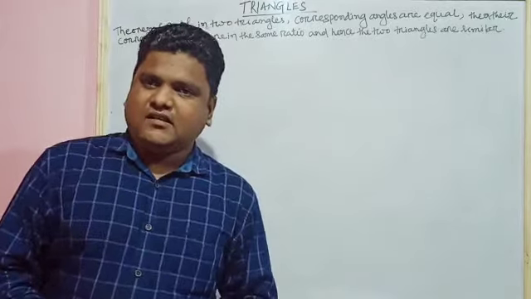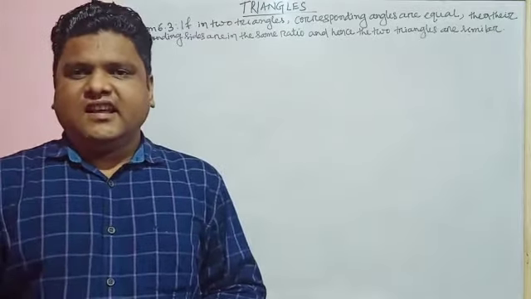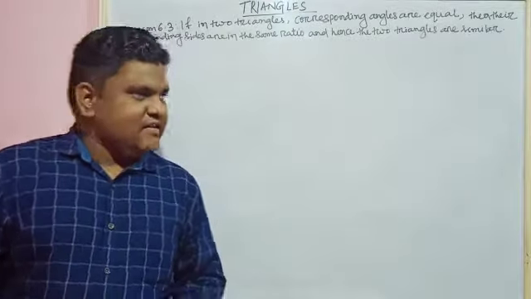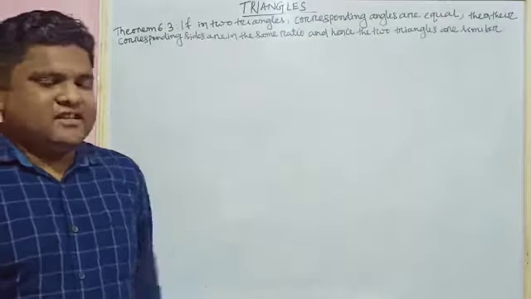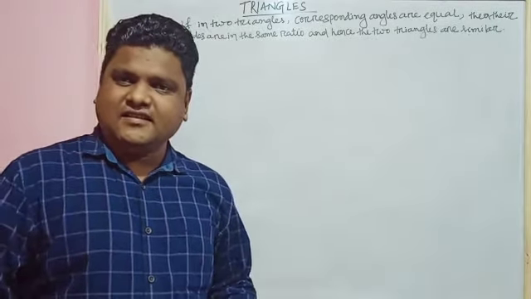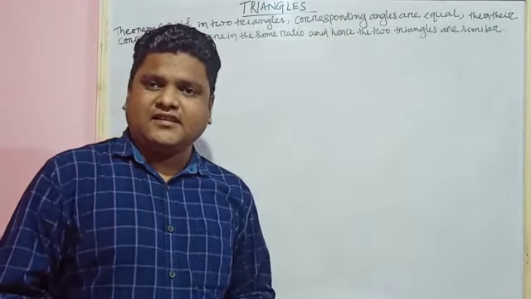Today, our chapter is triangle, and the topic is theorem 6.3. It is: if in two triangles the corresponding angles are equal, then their corresponding sides are in the same ratio, and hence the two triangles are similar.